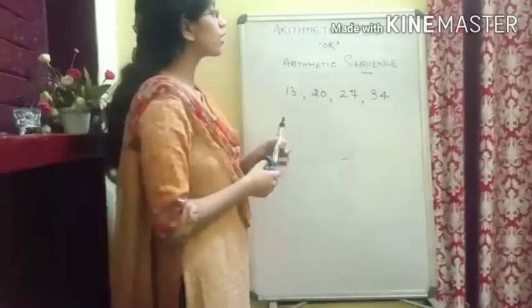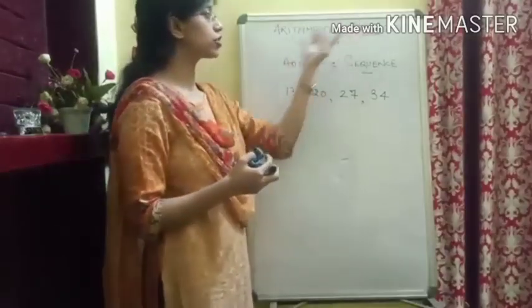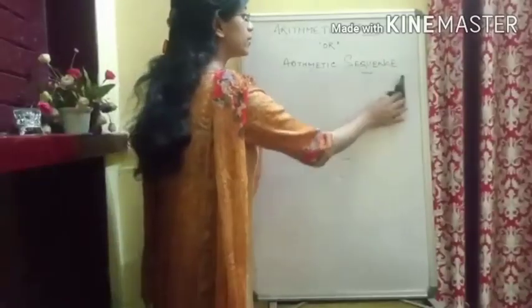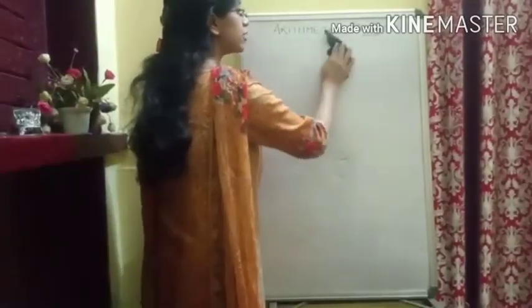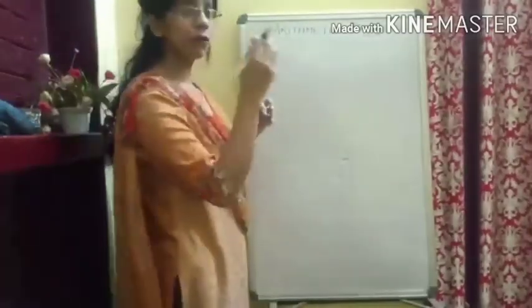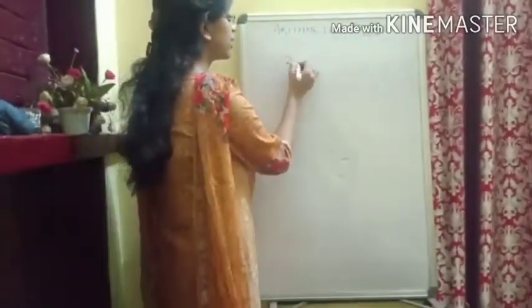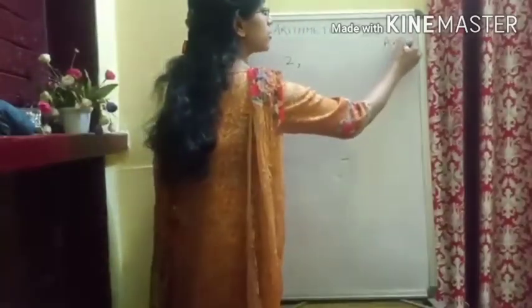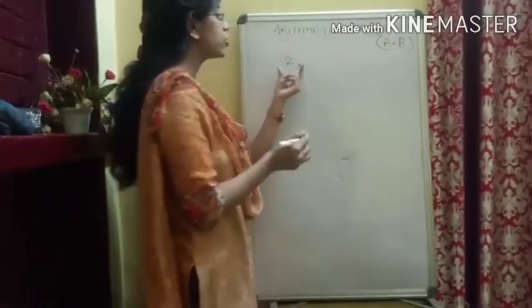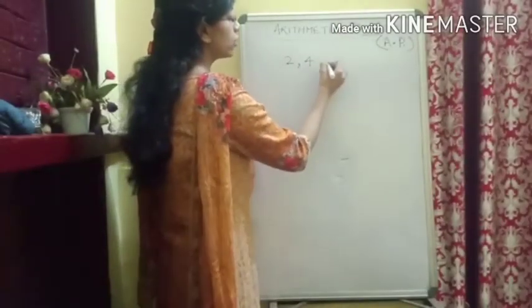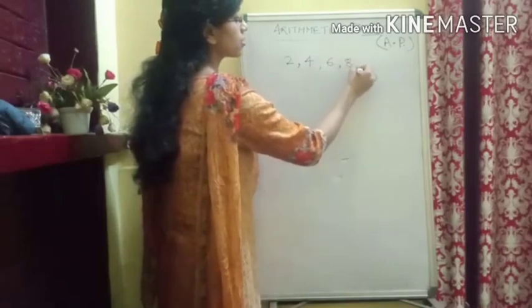I hope you all are understanding what is arithmetic progression or arithmetic sequence. Okay, so let us start. First we have seen what is arithmetic progression. Now if I take a very common arithmetic progression, the abbreviation of arithmetic progression is AP. Generally we call it AP. So let us take a sequence or progression 2, 4, 6, 8, 10.